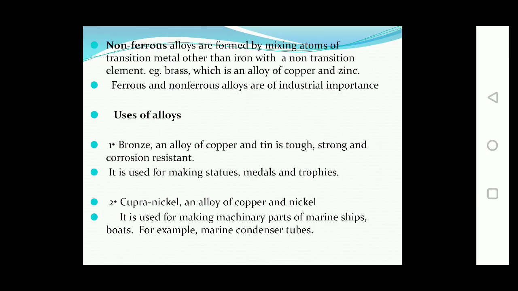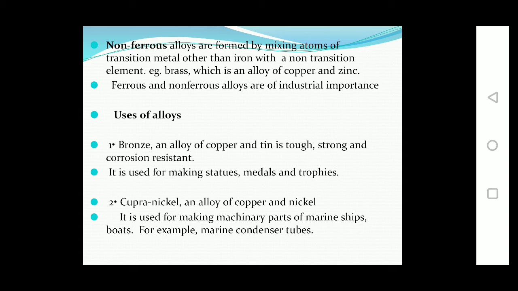Second type is non-ferrous alloys. They are formed by mixing atoms of transition metal other than iron with a non-transition element. That means other than iron. This is the first condition. Hence it is non-ferrous alloy. So any transition metal, when it is mixed with a non-transition element, it is called a non-ferrous alloy. For example, brass. Brass is an alloy of copper and zinc. Iron is not there because it is non-ferrous alloy.